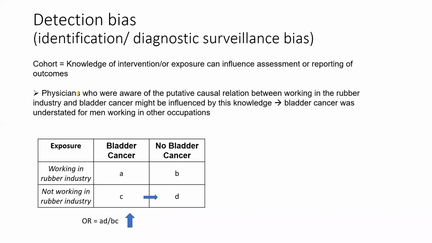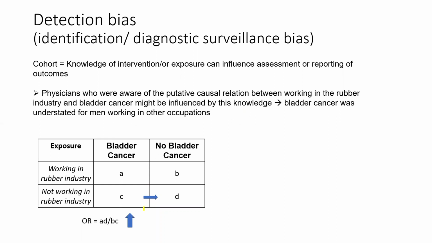So for example, physicians who were aware of the causal relationship between working in the rubber industry and bladder cancer might be influenced by this knowledge. So in that case, bladder cancer were understated for men working in other occupations. So this is in one of the studies.